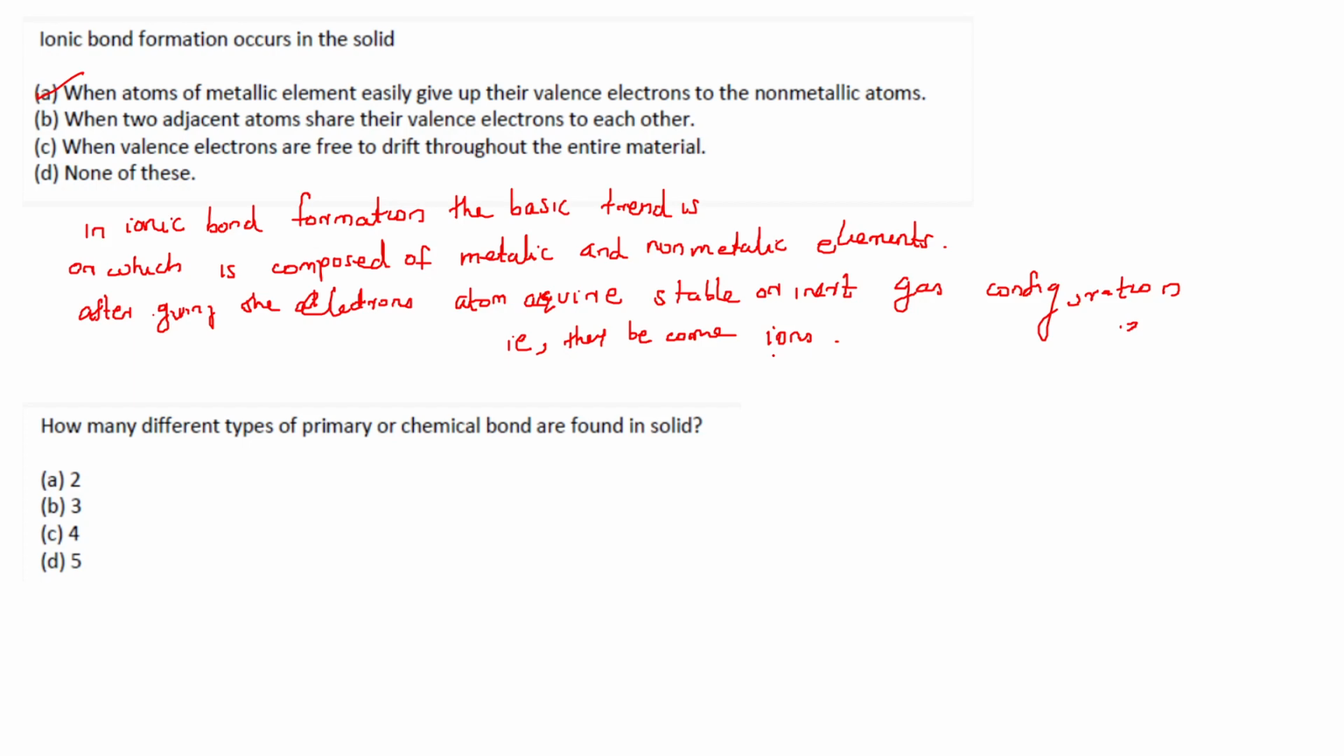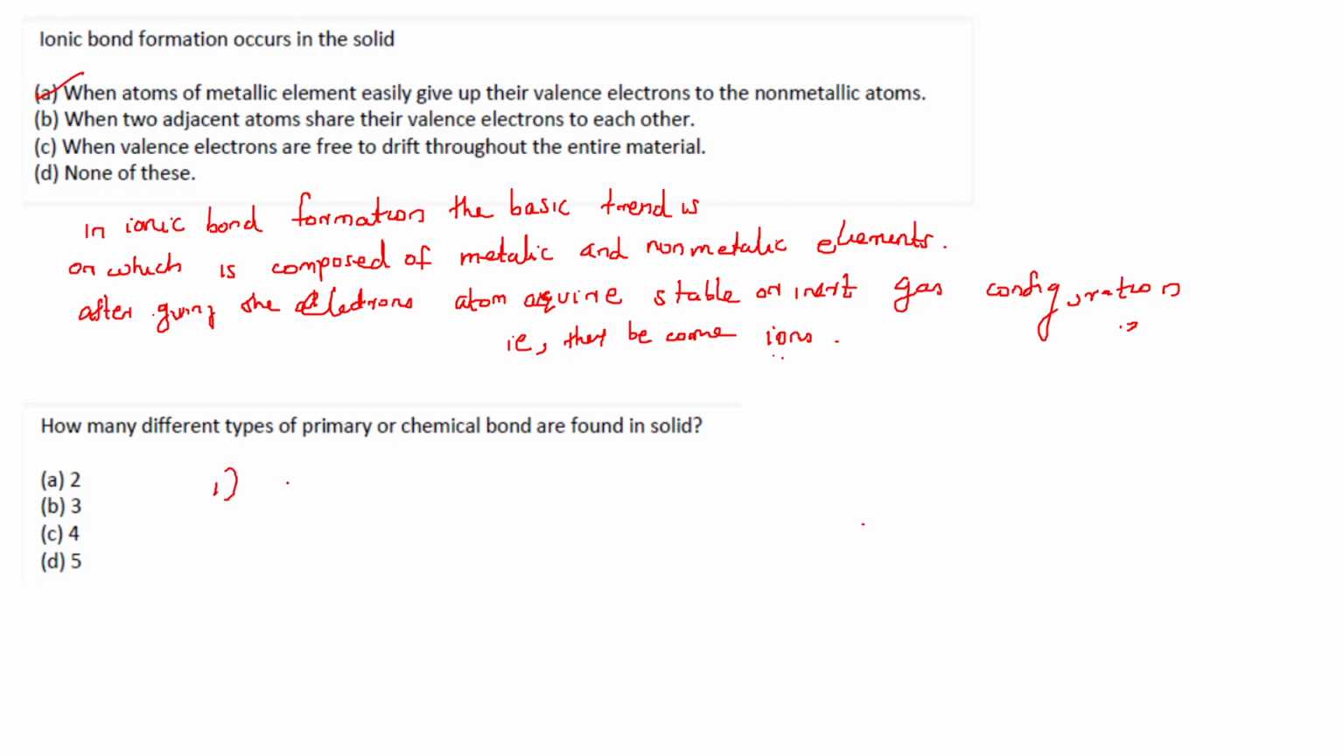So the next question is a basic question. How many different types of primary or chemical bonds are found in solids? 2, 3, 4, 5. What are the different kinds of bond in the solids? That's the question. So the primary or chemical bonds are what? What are the different bonds in the solids?